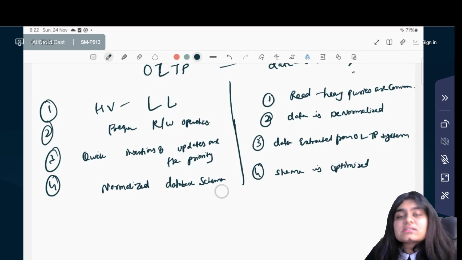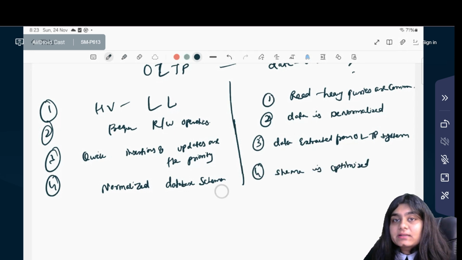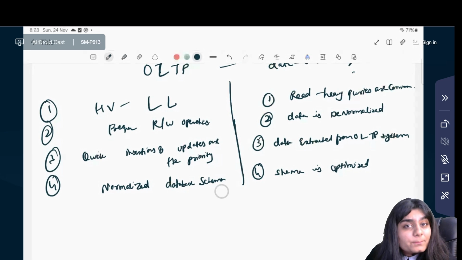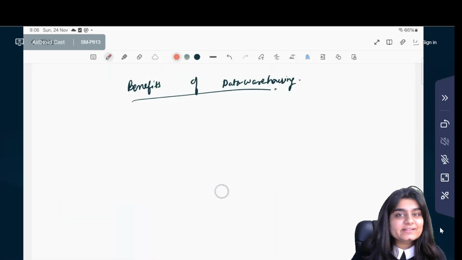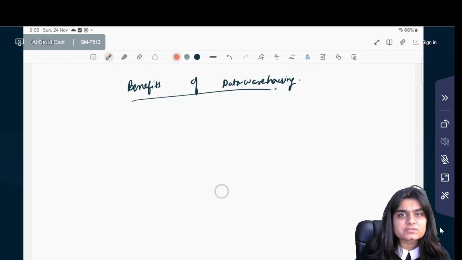A data warehouse is optimized for read operations, whereas OLTP databases are optimized for transactional workload. This is the core difference that enables you to run complex reports without affecting the performance of your core transaction systems. Okay, so now let's quickly touch the benefits of data warehousing.